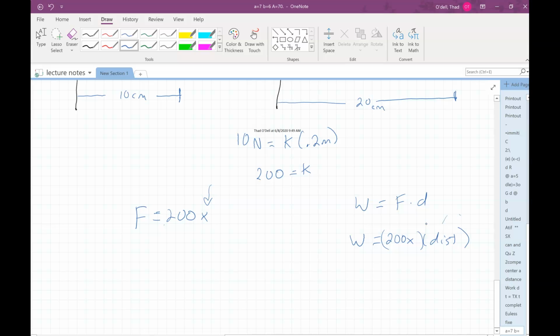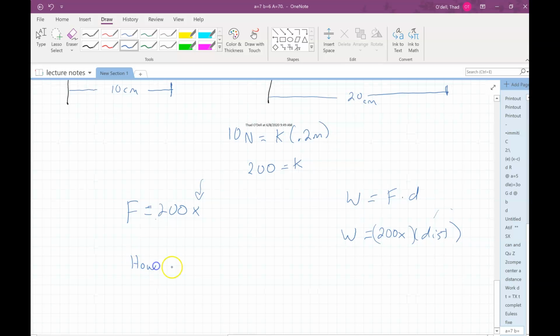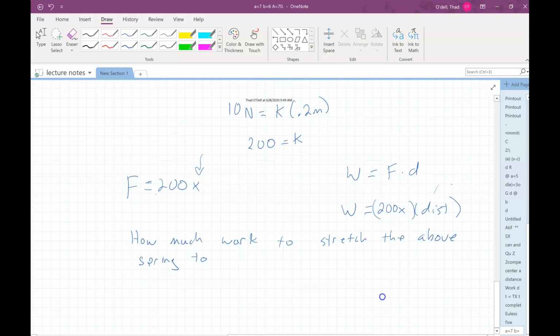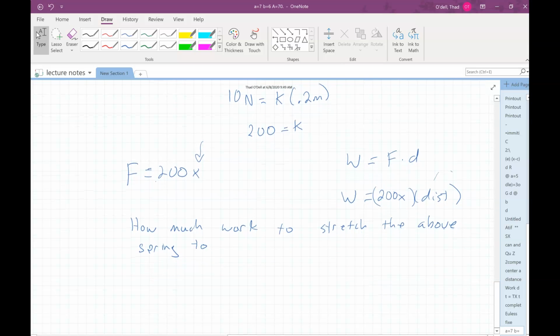Okay, so we're going to answer a question. Let's say: how much work does it take to stretch the above spring to, I don't know, 15 centimeters.